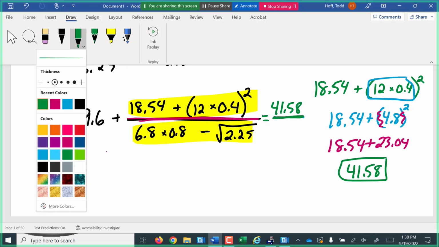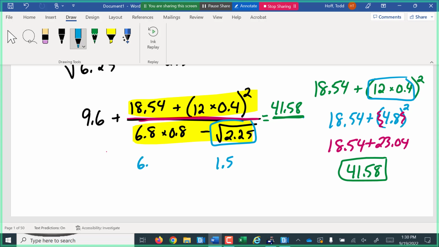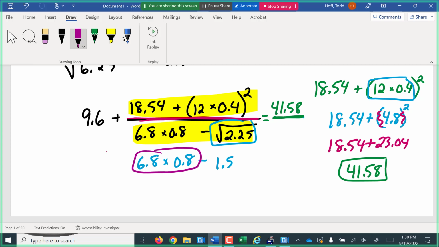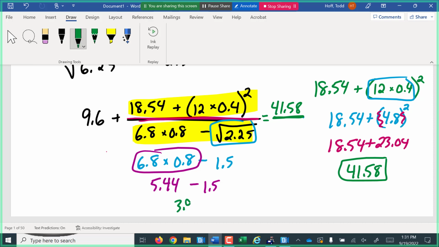On bottom, what do we have to do first there? The square root. And the square root of 2.25 is 1.5. Still bigger than 1, so when we square root it, we get something smaller. What's next? Multiplication. 6.8 times 0.8. Is that 5.44? Good. And then, of course, all that's left is to subtract. What do we get? 3.94?